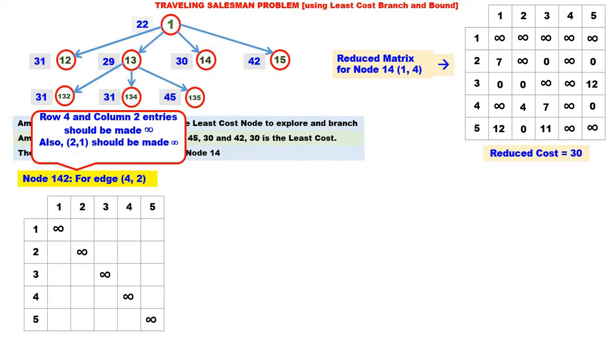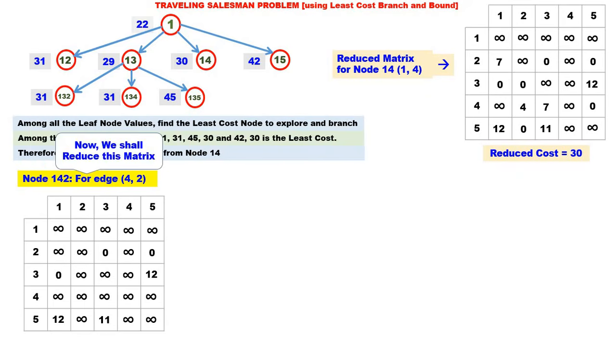Very good. Just observe here, row number 4 infinity, column number 2 infinity, and 2 to 1 infinity. Very good. And the remaining values are copied down from the reduced matrix for node 1 4. Yes, I am just copying. Observe. Now we have to reduce this matrix.